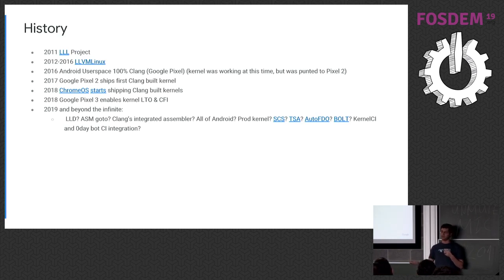There's some other things people are doing, trying to see can we move that into the compiler, or does it need to be done after the link stage, and what are the issues there? And then trying to get Clang integrated into the upstream Linux kernel continuous integration system.